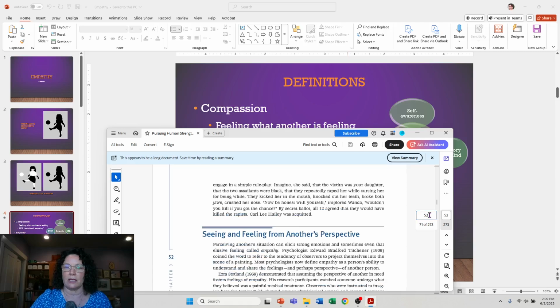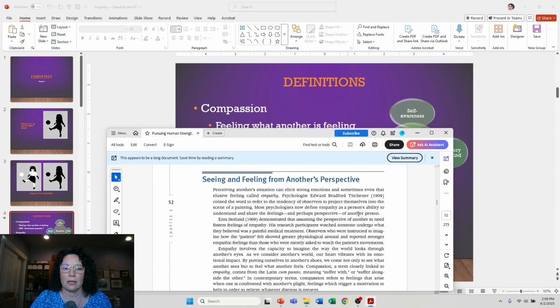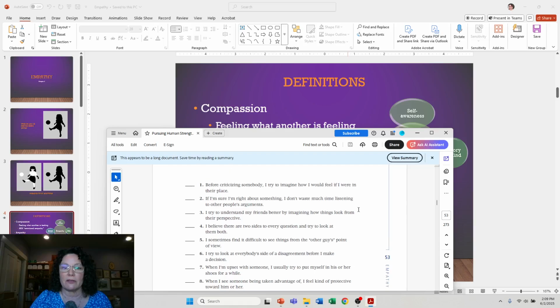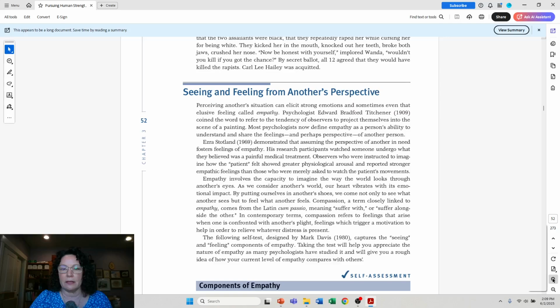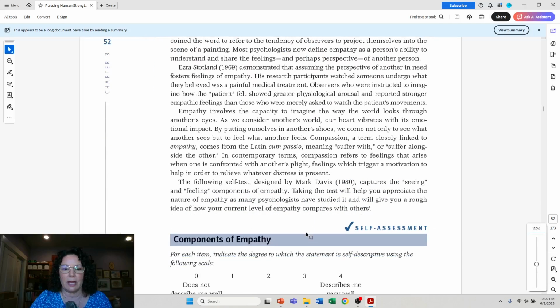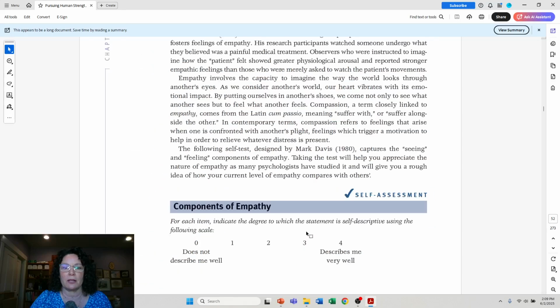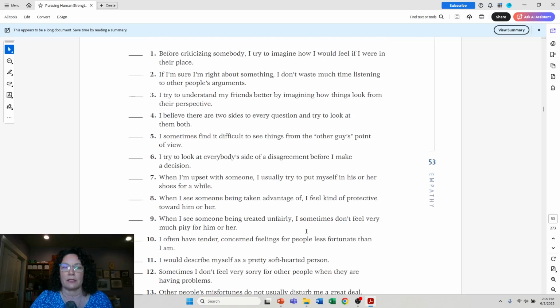We have a little self-test that we can complete called Components of Empathy. I'm going to make this bigger. And in this little self-test, you can answer questions, which they put the little scale at the top, and then the questions are all on the next page.